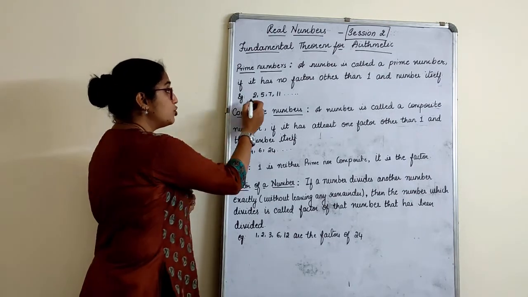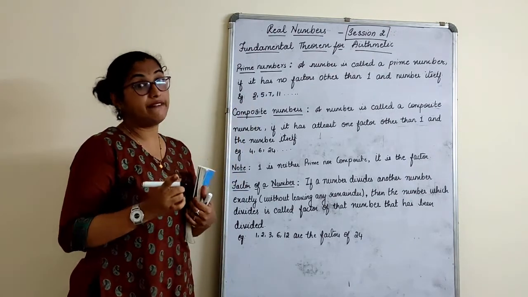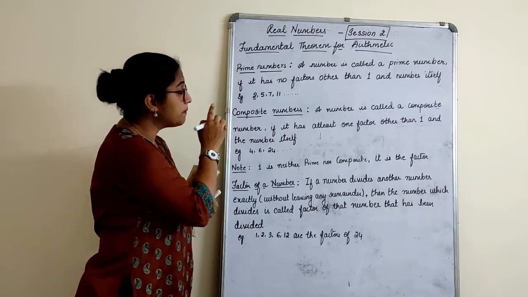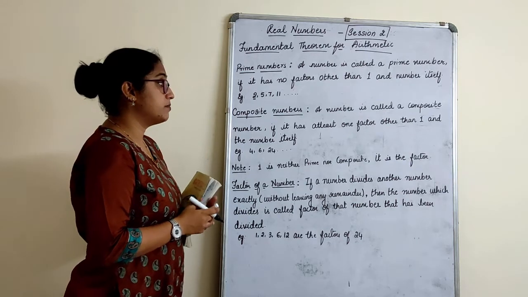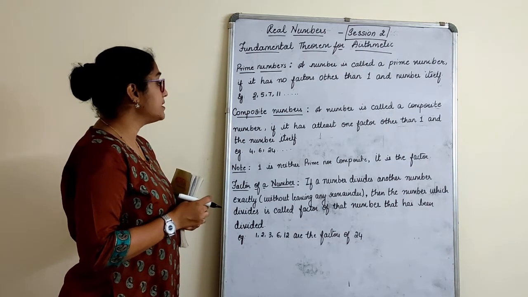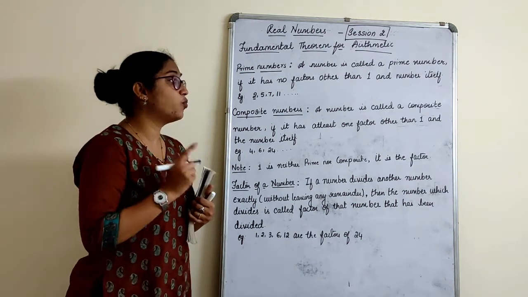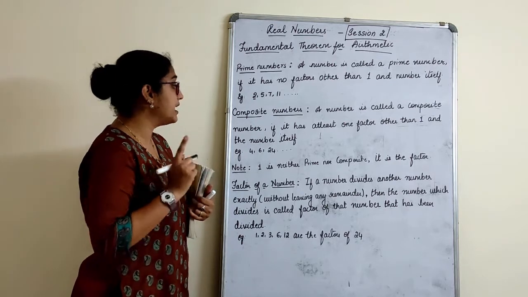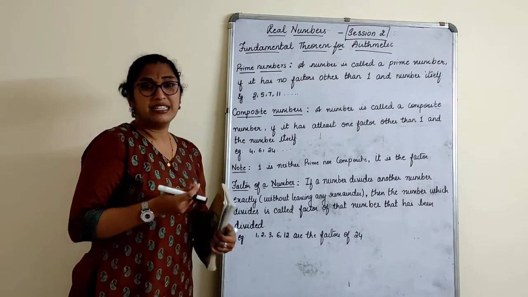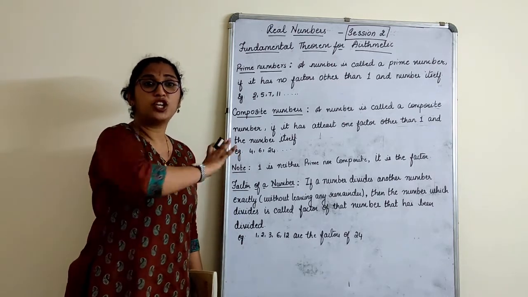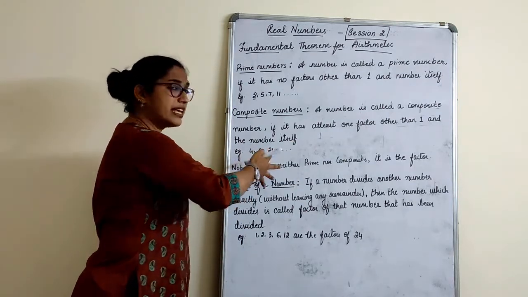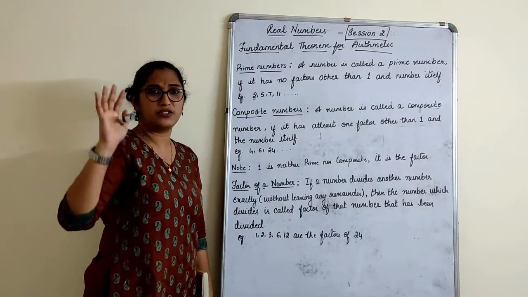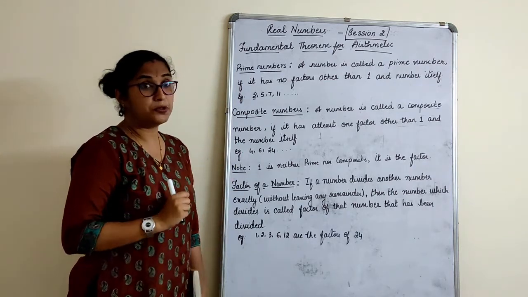Note that 2 is the only even prime number. All the rest of the prime numbers are odd. Composite numbers: a number is called a composite number if it has at least one factor other than 1 and the number itself. In a simple way, the numbers which are not prime are composite. It could be 4, 6, 8, 24, etc. These are all composite numbers.